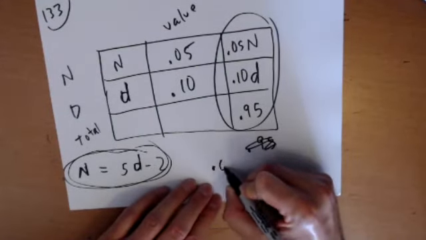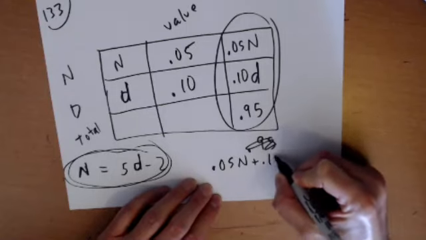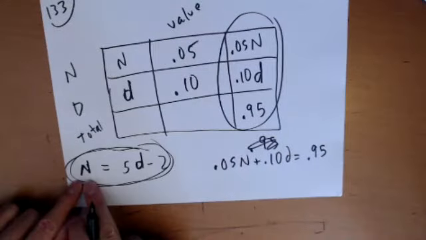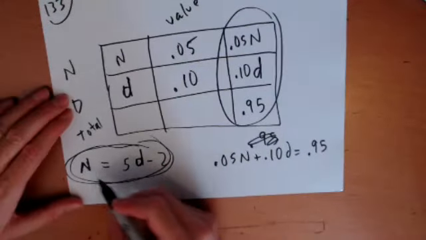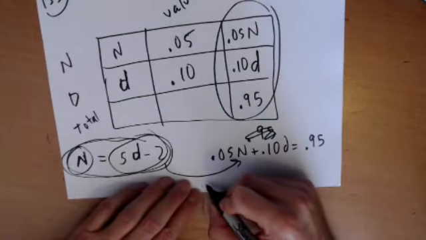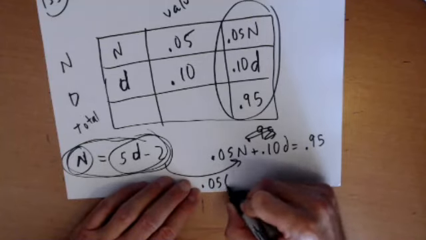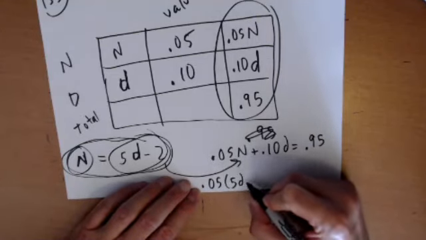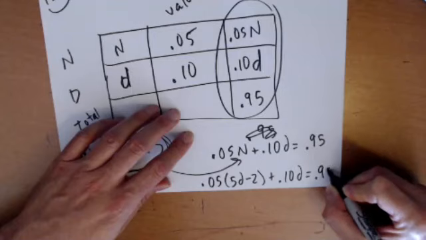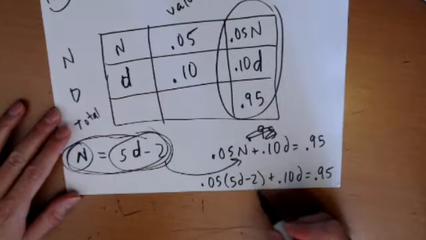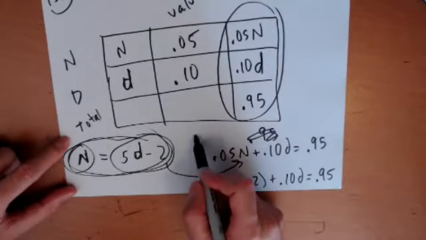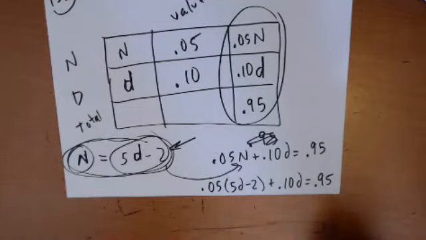So this is one formula, and here's our other formula. You could write down 0.05 N plus 0.10 D equals 0.95. And it looks like it's pretty much set up for substitution. So if N, there's N, so why don't I put 5D minus 2 right there? So 0.05 times 5D minus 2 plus 0.10D equals 0.95. And then, dot, dot, dot, you keep going, and you're going to solve for D, the number of dimes. And once you have the number of dimes, you can use this formula to solve for the number of nickels. Aha!